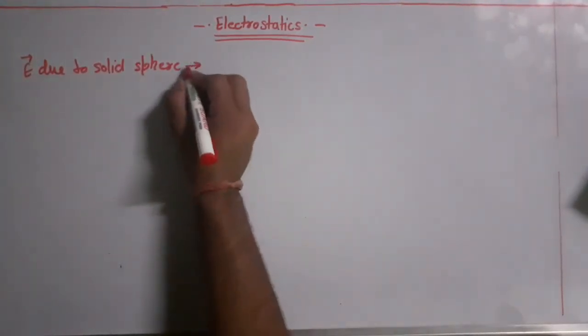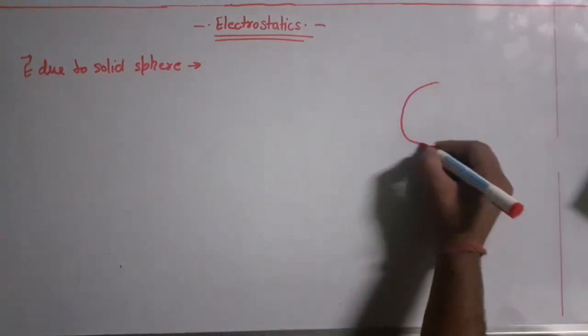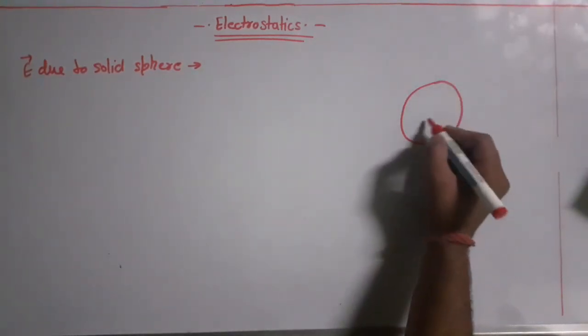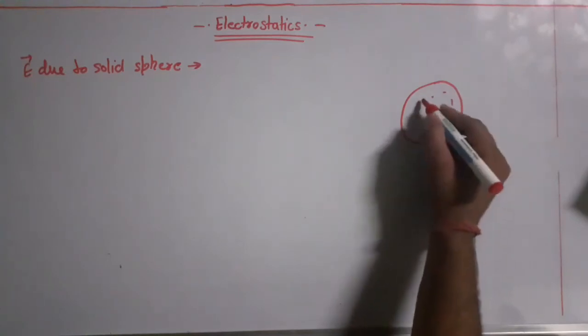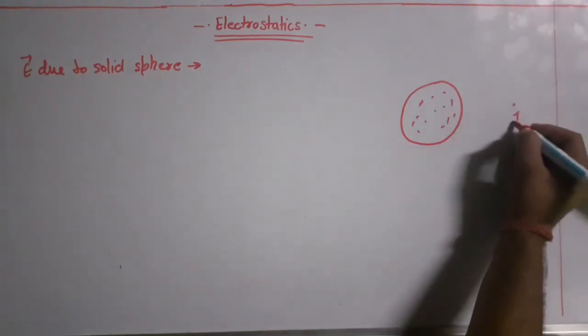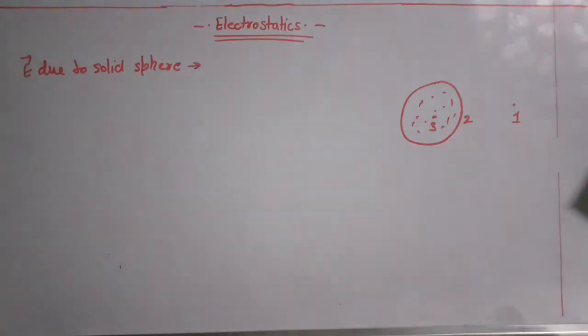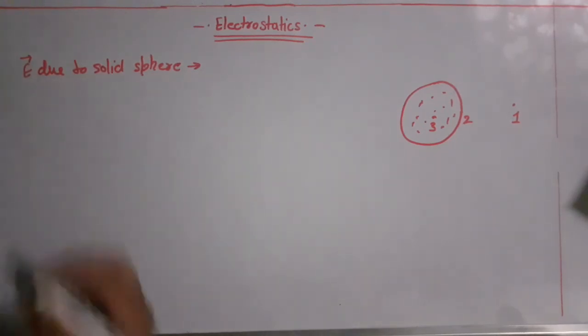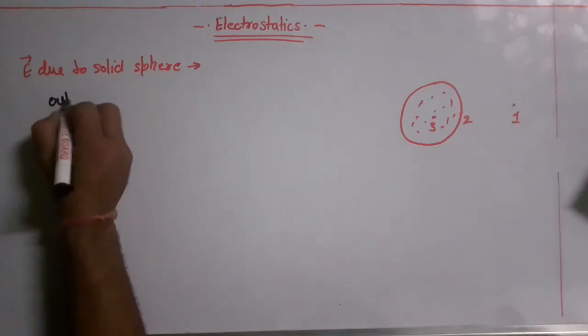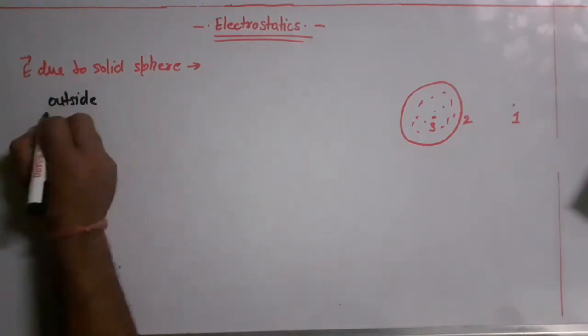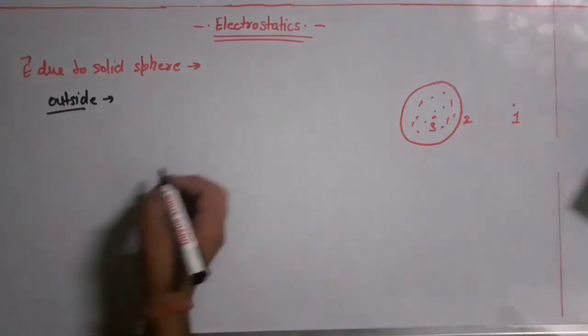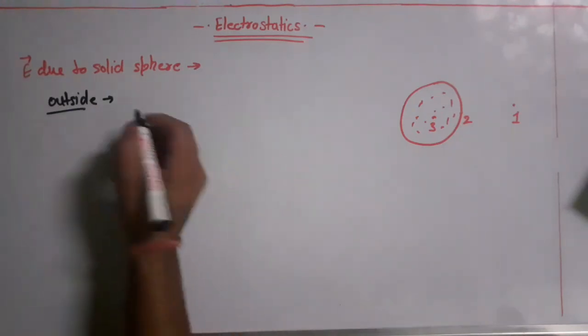So let's assume this is our sphere which has a plus q charge distributed inside it, and we have 3 points. One is outside, second one is on the surface, and third one is inside this solid sphere. So let's use Gauss law and try to find out the electric field at these points. So first one is outside. What will be the value of electric field outside this solid sphere?